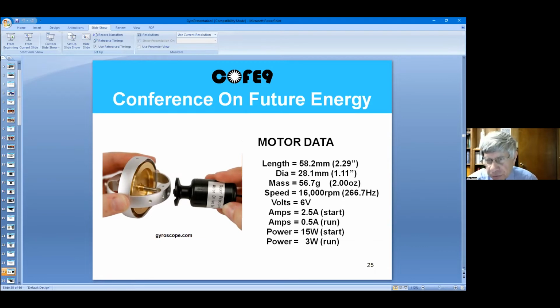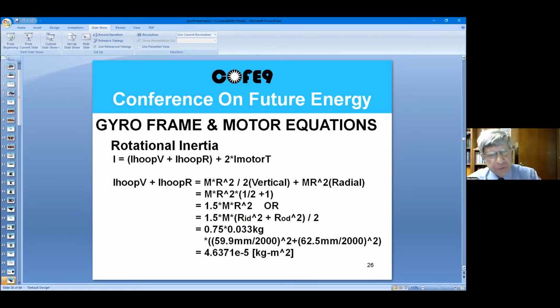And then we pretty much run through the same set of equations, only this one's a little more complicated. To calculate the inertia, you have to do a hoop in the vertical direction and then a hoop in the radial direction. And then you have to translate the inertia of the motor. So we do this in basically 3 sections. The first part is the hoop in the vertical. The second one is the hoop in the radial. Then the third one is the motor, which is calculated as a cylinder, which is translated to the frame diameter.